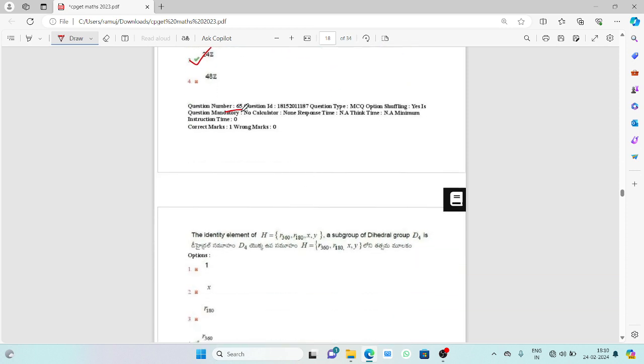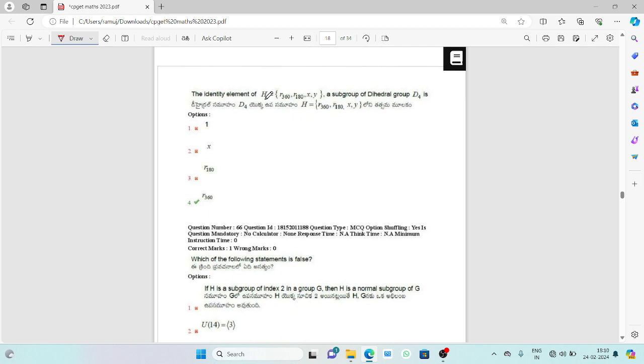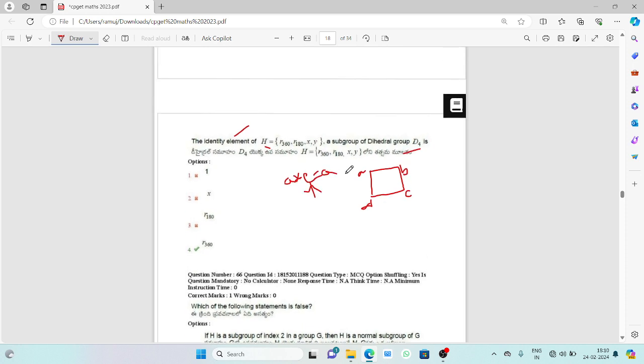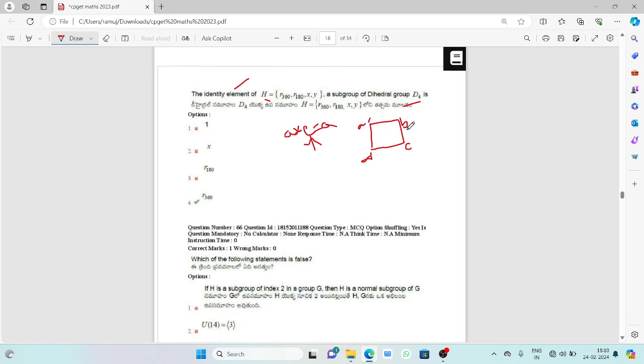And the 65th one, the identity element of the dihedral group here, D4. This means we get a square here. Suppose you consider A, B, C, D. He is asking for the identity element. When we say identity element, I already told you in the previous sum, whenever A star E gives you the same A, then we say that E is the identity element. Similarly, if you start with A and after doing a rotation or reflection you get the same image, you can say that that process is the identity process.